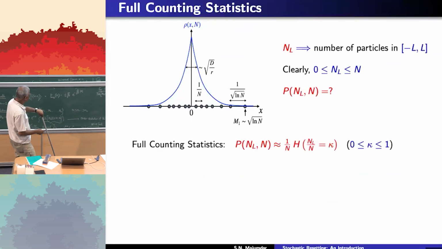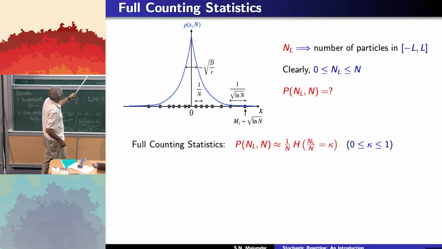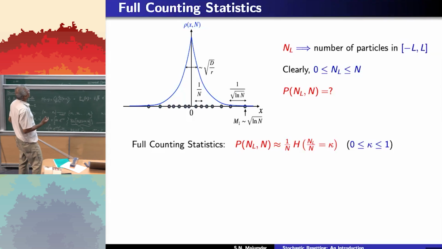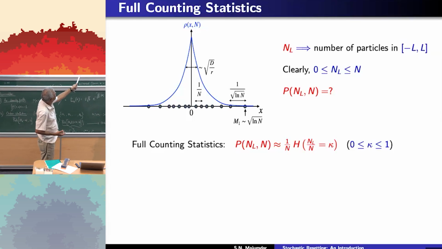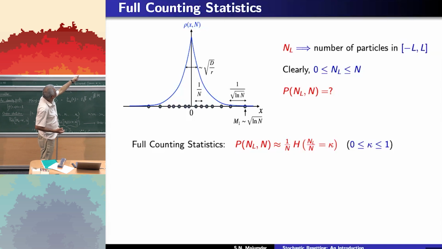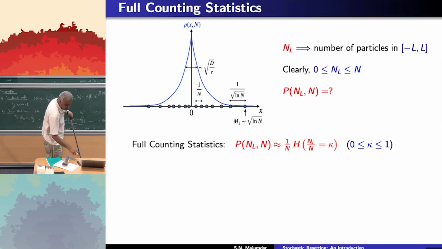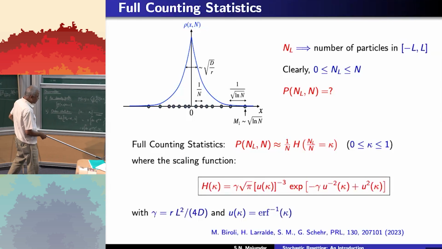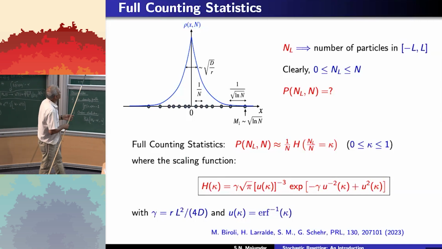Now full counting statistics, I didn't have time to cover, but it's basically exactly the same method. You take an interval from minus L to plus L, and you ask how many particles are there. That's N_L, and the probability distribution of N_L has this scaling form where N_L over N is kappa. Kappa is the fraction of particles in this box from minus L to plus L. And you can compute the scaling function explicitly, and the answer is given again.